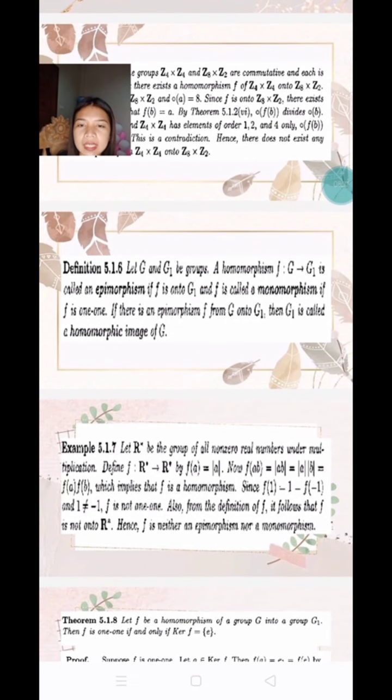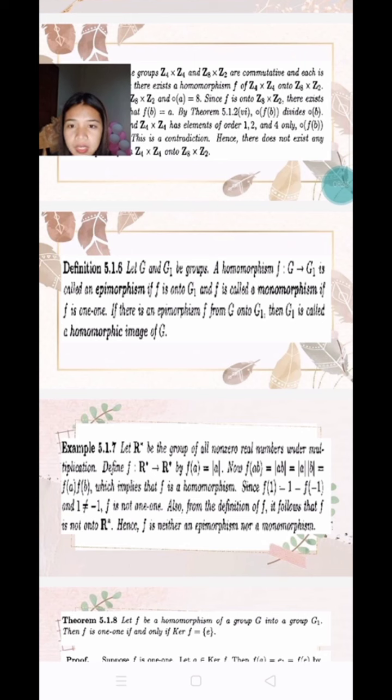Definition 5.1.6. Let G and G sub 1 be groups. A homomorphism function f from G into G sub 1 is called an epimorphism if f is onto G sub 1, and f is called a monomorphism if f is 1-to-1.